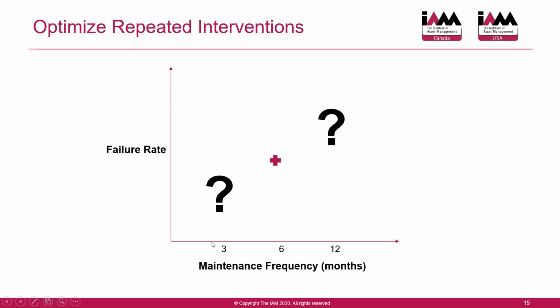The challenge is that most organizations follow a fairly standard maintenance cycle, be it time-based, condition-based, or usage-based. If you wanted to determine the optimal maintenance frequency, you would have to understand what happens to the failure rates of an asset if that maintenance schedule is increased or decreased.